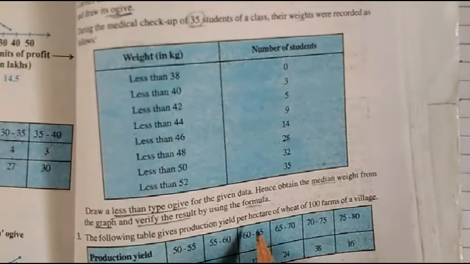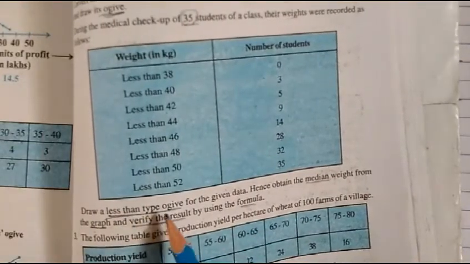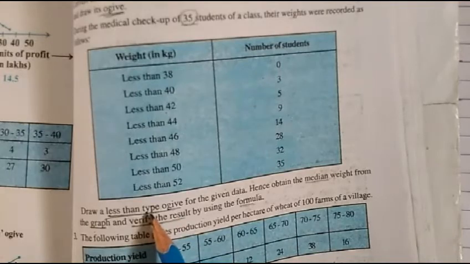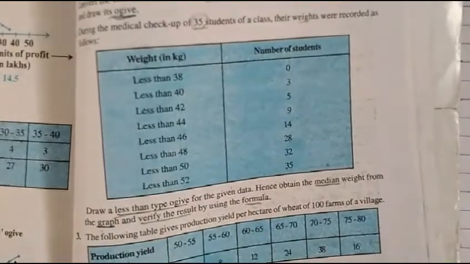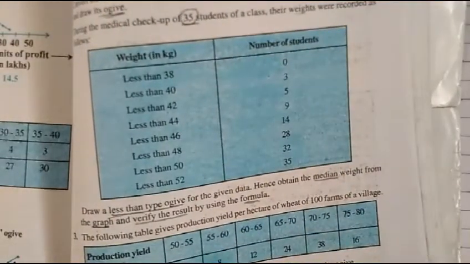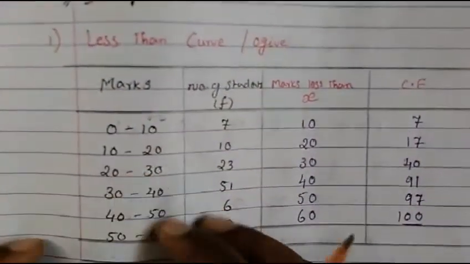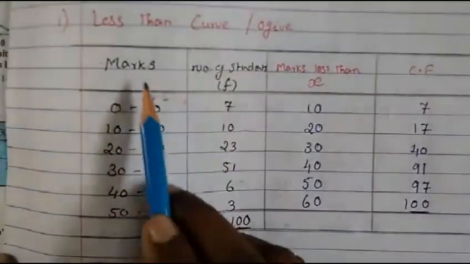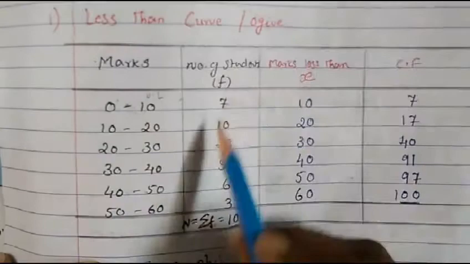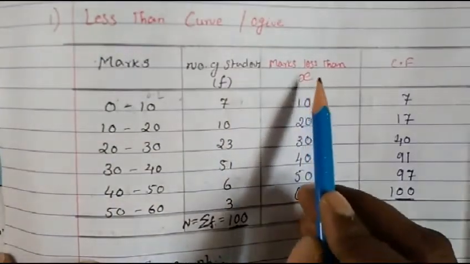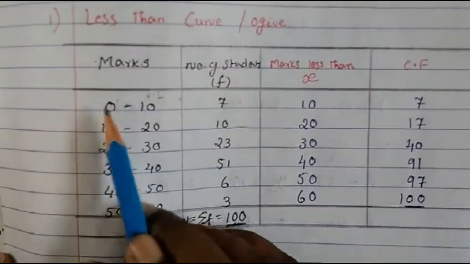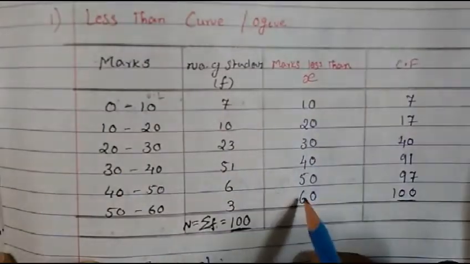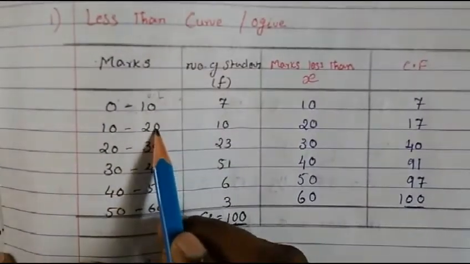Okay, so let's begin now. First, how to draw a less than type ogive. I have explained this in the introduction. Just look at the data given to us. The class intervals and the number of students are given, then we have to prepare less than. Less than means we take all the upper limits, so here it will be less than 10, here less than 20.